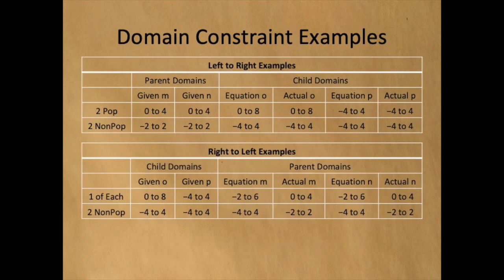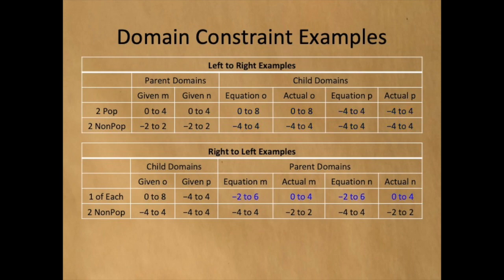The second problem concerns range. When we go left to right, as in the top table, all values within the domain of M and N will actually compute values that are valid within the range of O and P. This is true for all of the box equations. However, when we go from right to left, not all combinations of values in the child domains will produce values that are valid in the parent domains.